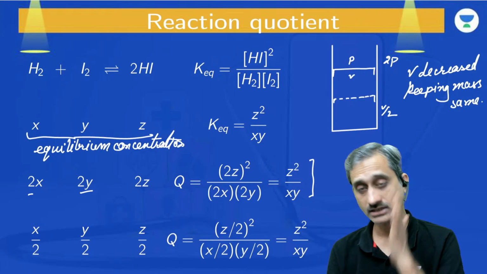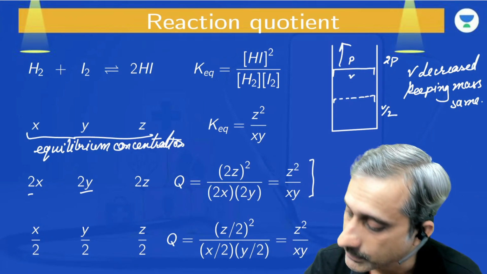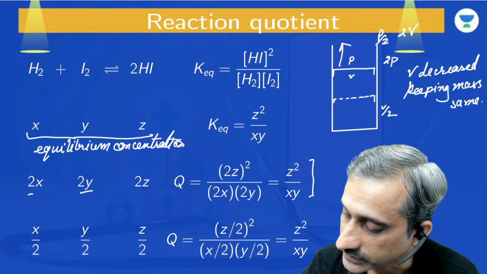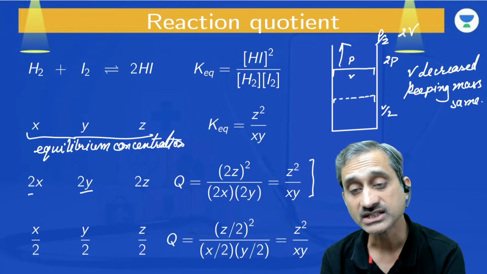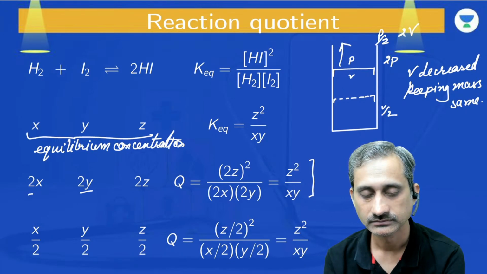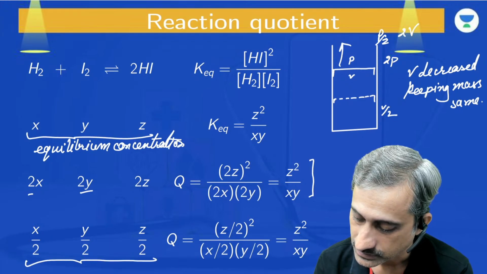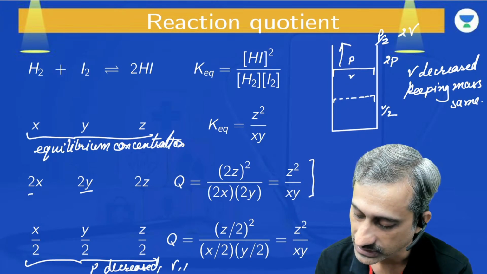Now what I do is I do the reverse. I shift the above and I make the pressure P by 2 and the volume 2V. So what happens? If the volume is increased, the concentration, the partial pressure, everything becomes half. So P decreased, V increased.